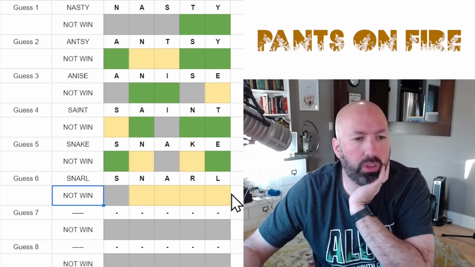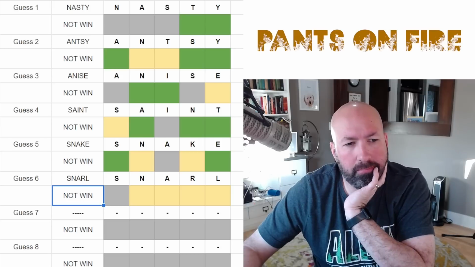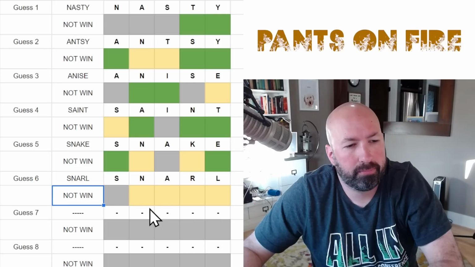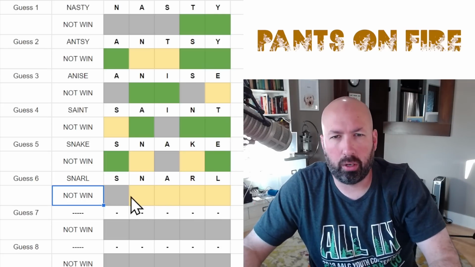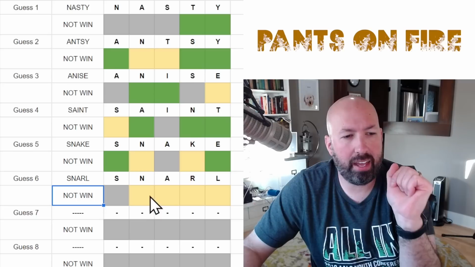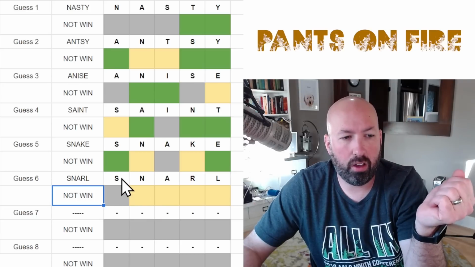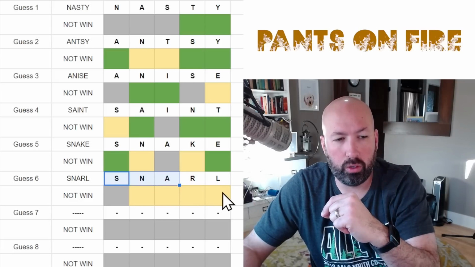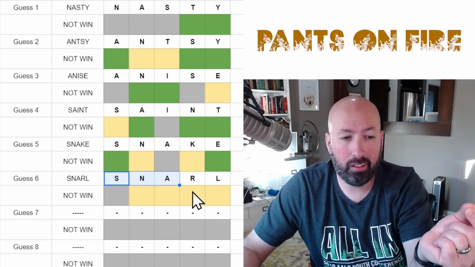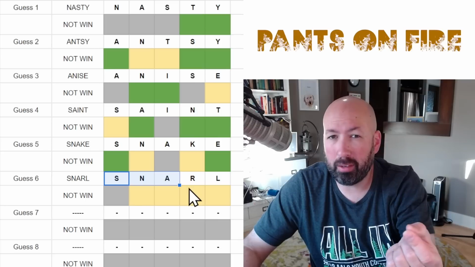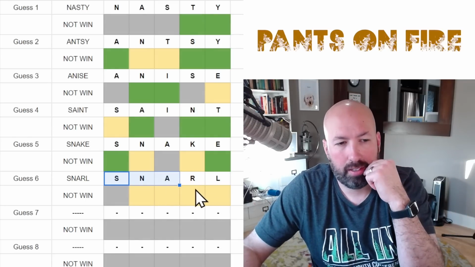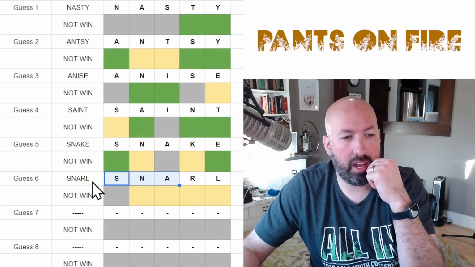Okay, well that is very interesting. Okay, so it can't be SNA anymore, I don't think. Because for it to be SNA, all three, the S, the N, and the A have to be the lies. The R or the L would have to be true, which would mean there is either an L, it would be SNAL something, or SNA something R. Neither one of those works, so it's not SNA.